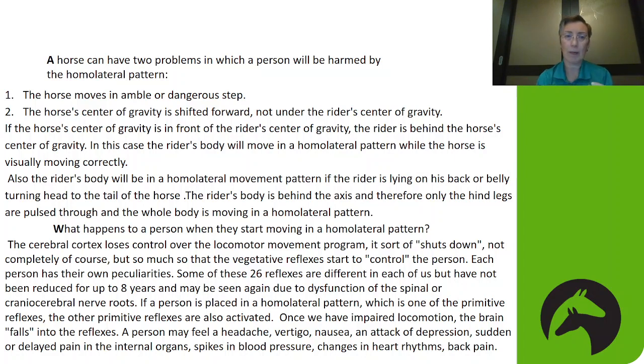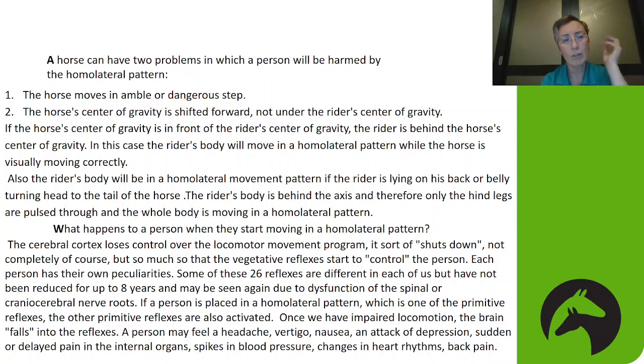It's not amble, but hind left leg, for example, hind left, then front left, but they step very near to each other. And the rhythm, for example, the perfect rhythm is 1, 2, 3, 4. If it is dangerous step, it will be 1, 2, 3, 4, 1, 2, 3, 4. So dangerous step is very bad for our brain.